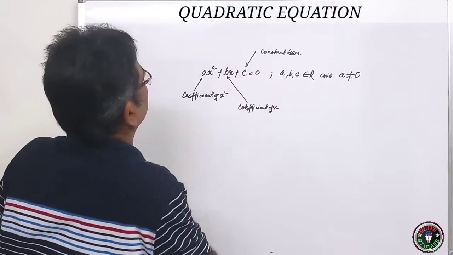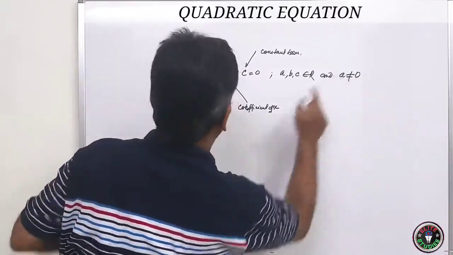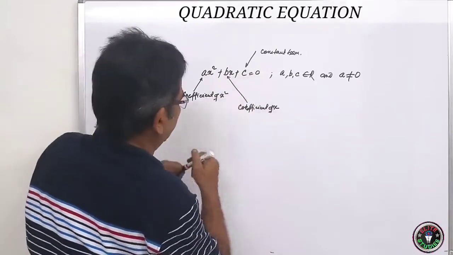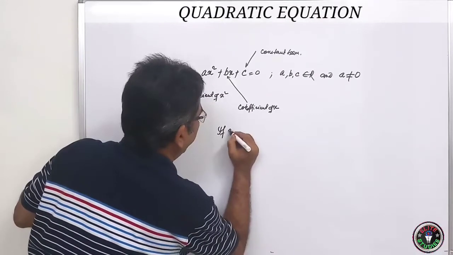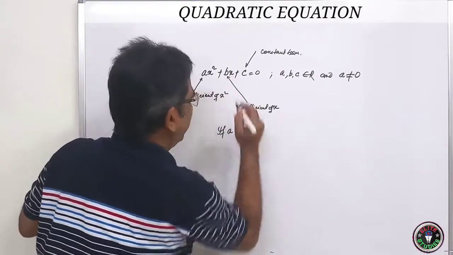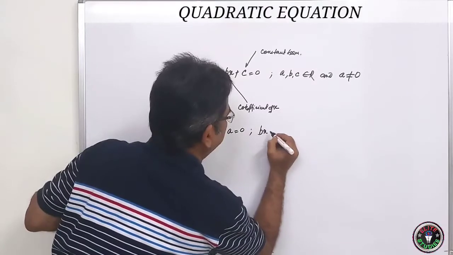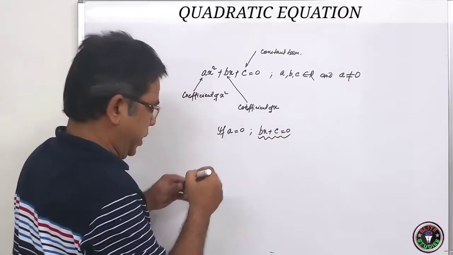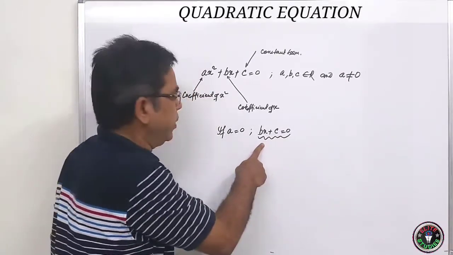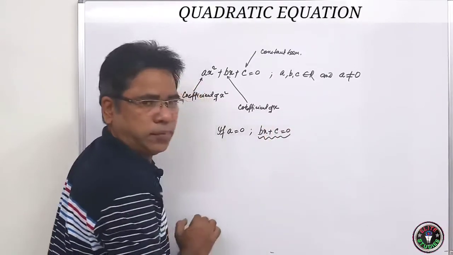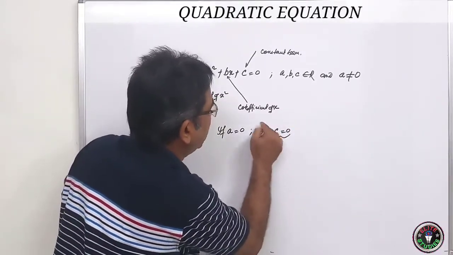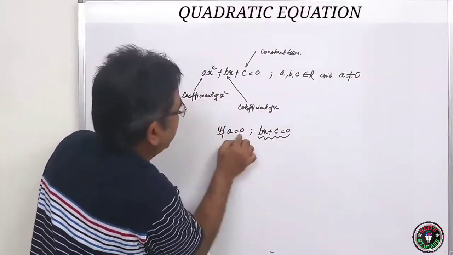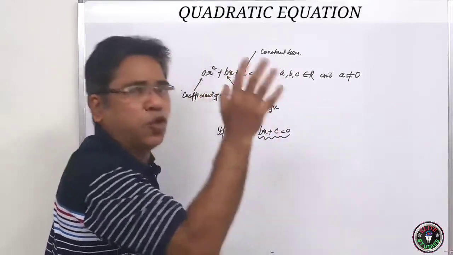Now here, suppose if A becomes 0, then 0 into x square will become 0. So we will be left with bx plus c is equal to 0. If A is equal to 0, the given equation will be written as bx plus c is equal to 0. And such an equation is known as a linear equation, because here the power is 1. Since the degree of this equation is 1, this is a linear equation which we have already studied in the previous classes. So if A becomes equal to 0, the equation no more remains a quadratic.